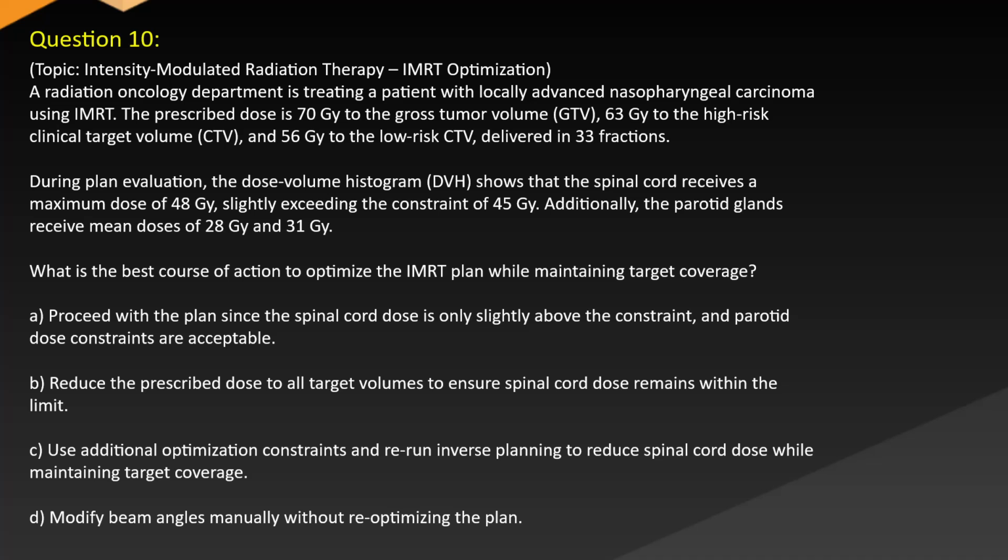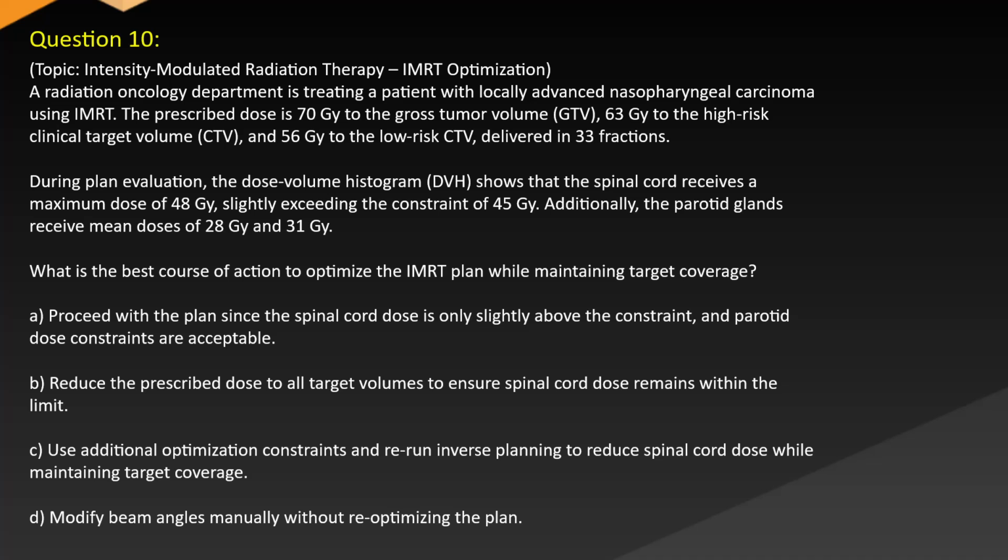Question 10. Topic: Intensity modulated radiation therapy, IMRT optimization. A radiation oncology department is treating a patient with locally advanced nasopharyngeal carcinoma using IMRT. The prescribed dose is 70 Gy to the gross tumor volume, GTV, 63 Gy to the high-risk clinical target volume, CTV, and 56 Gy to the low-risk CTV, delivered in 33 fractions. During plan evaluation, the dose volume histogram, DVH, shows that the spinal cord received a maximum dose of 48 Gy, slightly exceeding the constraint of 45 Gy. Additionally, the parotid glands receive mean doses of 28 Gy and 31 Gy.